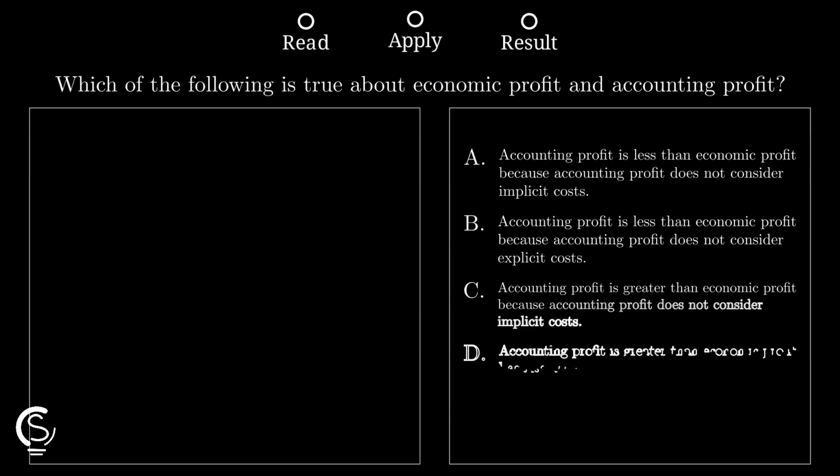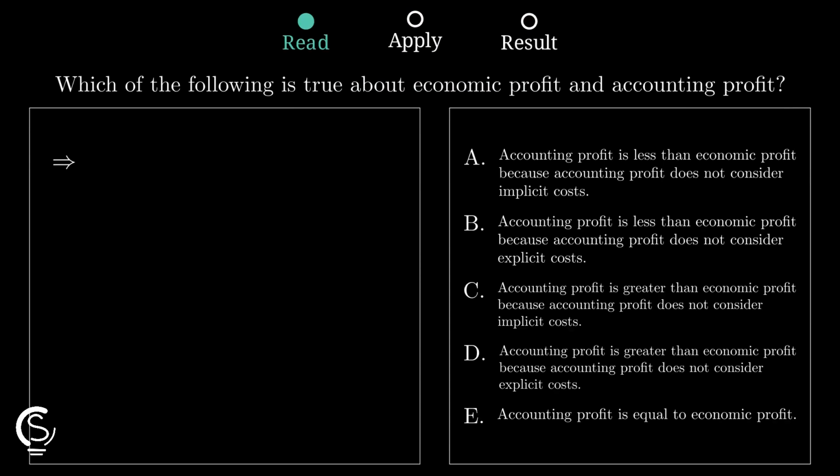Start with accounting profit. It subtracts explicit costs like wages, rent, and materials from revenue, but it does not subtract implicit costs, which are opportunity costs. That's the key. Now, compare that with economic profit, which subtracts both explicit and implicit costs from revenue.